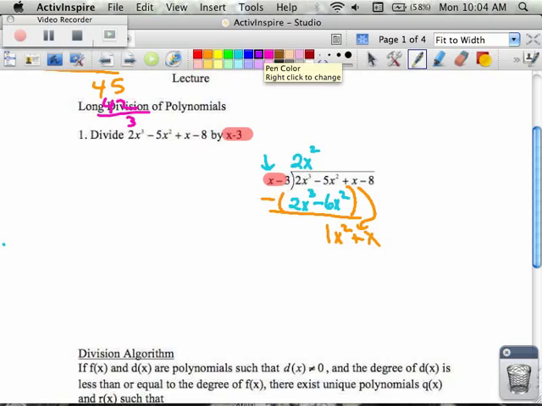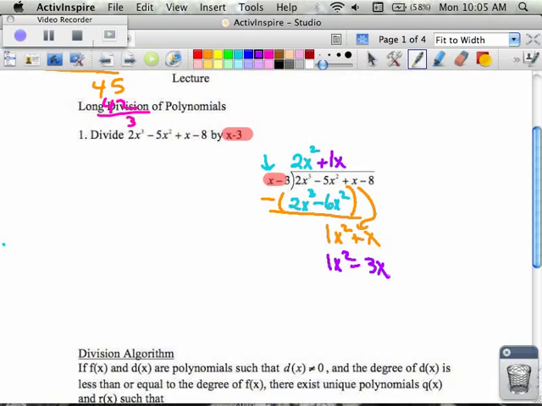Next step, you ask yourself, how do I make an x turn into a 1x squared? You multiply by x. So multiply by positive 1x. 1x times x is that 1x squared. Oh, don't forget about the negative 3. 1x times negative 3 is negative 3x.